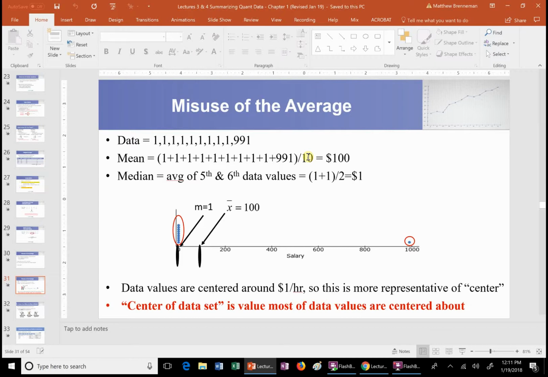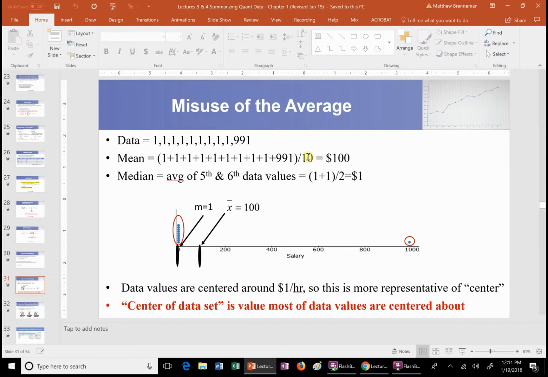The key idea here is that when we're talking about the center of a data set, what we're thinking about is the value that the other data values are kind of centered around. So which value are more of the data values centered around, the median or the sample mean? Clearly the median. In fact, they sit right on top of it. It's not centered, they are, okay?